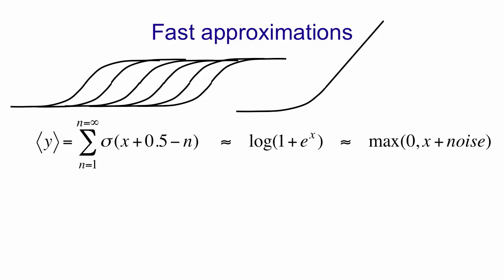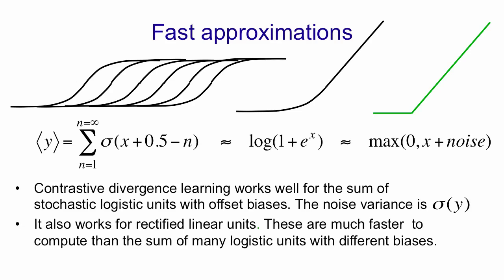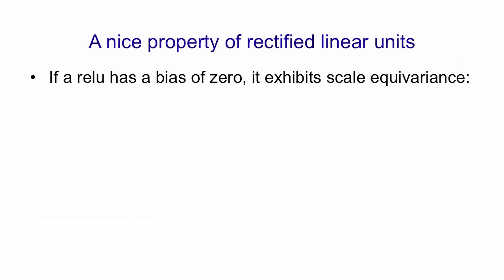And we can approximate that by a linear threshold unit that has a value of 0 unless it's above threshold, in which case its value increases linearly with its input. Contrastive divergence learning works well for the sum of a bunch of stochastic logistic units with offset biases, and in that case you get a noise variance that's equal to the logistic function of the output of that sum. Alternatively, we can use that green curve and use rectified linear units. They're much faster to compute because we don't need to go through the logistic many times, and contrastive divergence works just fine with those.